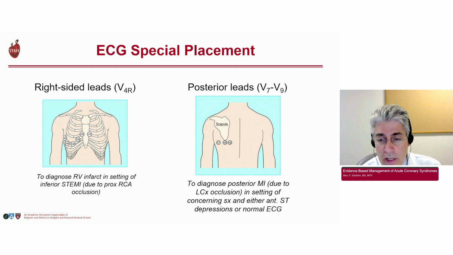circumflex occlusion. So when would we think about doing that? Well, I would say in a patient who has concerning symptoms, and either ST depressions or normal ECG. So in the example I gave, there were anterior ST depressions. If you gave that patient a nitroglycerin and the pain went away, I wouldn't worry about it.